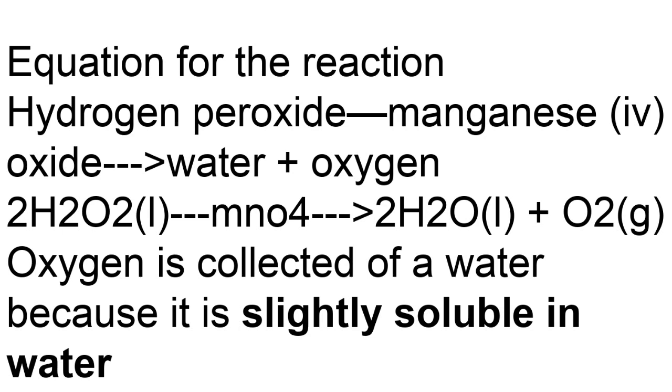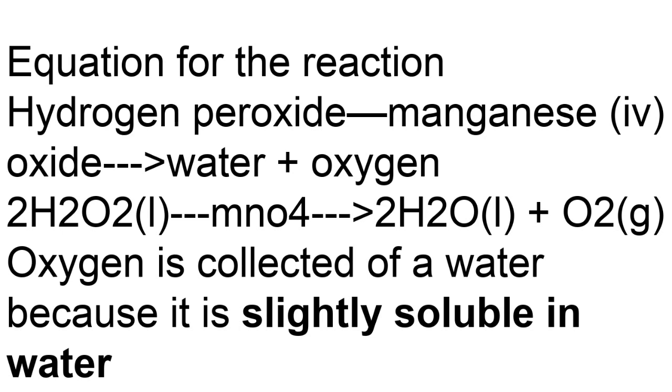Hydrogen peroxide is passed through manganese(IV) oxide to form water and oxygen gas. The chemical equation for the reaction is as follows: 2H2O2, passed through manganese(IV) oxide, forms 2 moles of water plus oxygen. Oxygen is collected over water because it is slightly soluble in water.